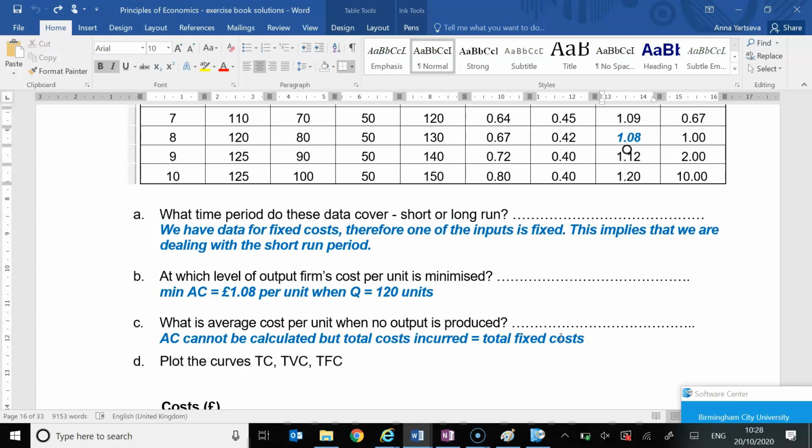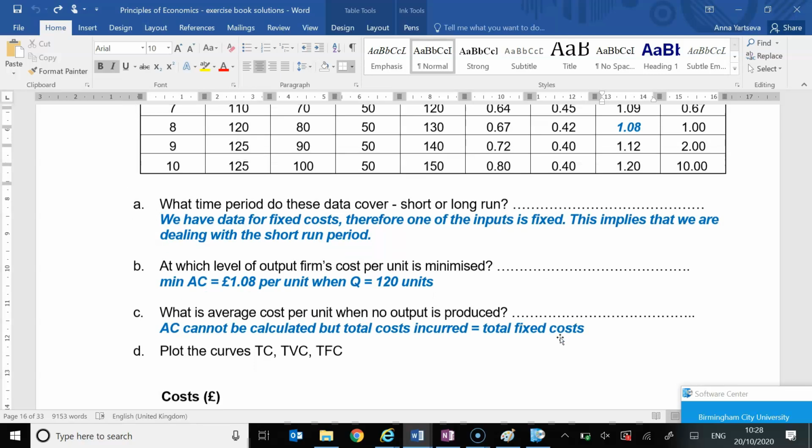From the mathematical point of view, the first unit will cost you 50 pounds per unit. When you produce 2 units, it will cost you 25 because you spread 50 between 2 units. When you produce 10 units, it will cost you 5 pounds per unit, and so on. Any questions? Okay, next question is very simple.